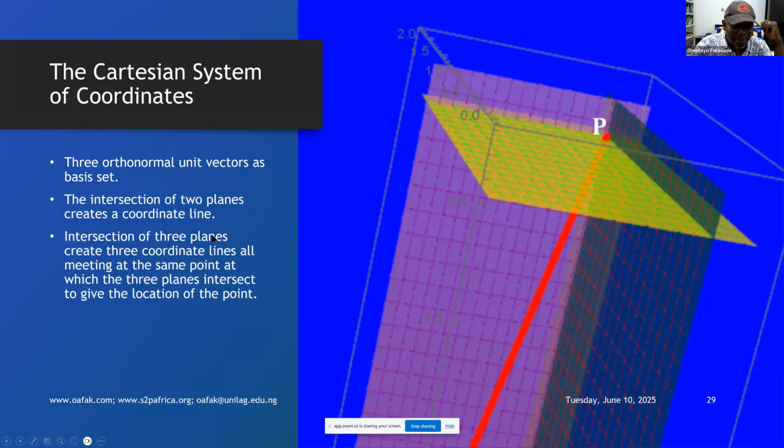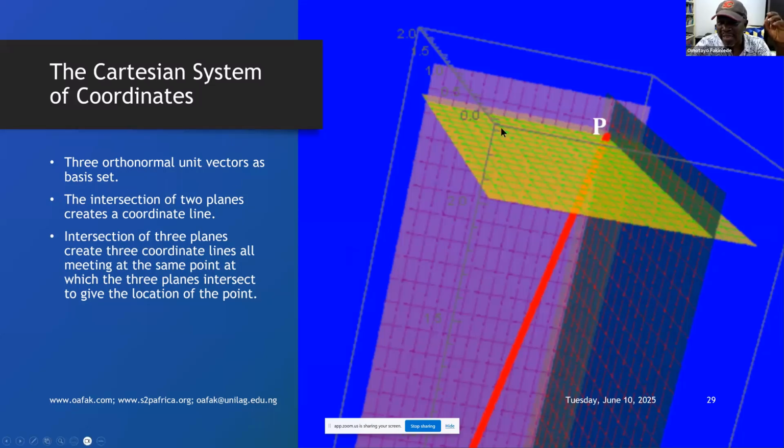The intersection of three planes creates three coordinate lines, all meeting at one point. So the intersection of three planes will create a point, and the point where they intersect gives you the location of that point. So when you say the point 1, 3, 4, you are saying that the position where the planes x equal to 1, y equal to 3, and z equal to 4 all coincide is what gives you your point.